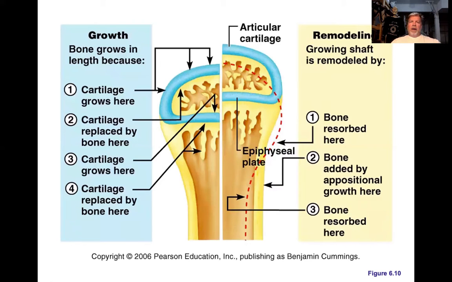But keep in mind that if we don't have remodeling going on, remodeling is where we reshape this thing to make it fit. If we don't remodel it, we're going to have these clubs at the end of our diaphyses. These epiphyses will look like great big clubs at the end. So it's important that we have remodeling going on, and that's where those osteoclasts come into play. So that's important to know and to understand.